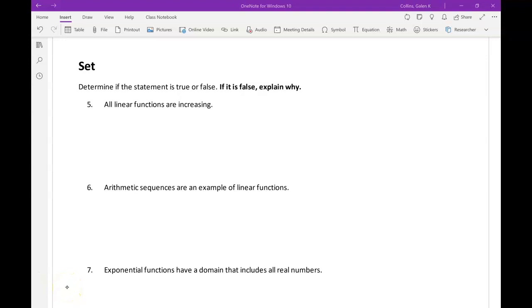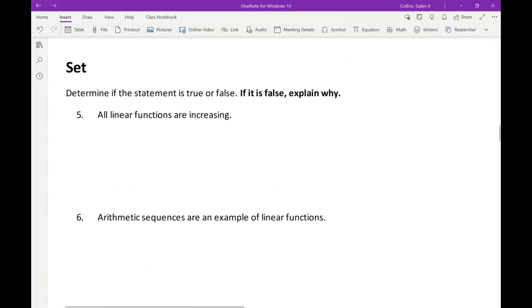For Unit 3, Lesson 3, the set section, I might break this into two videos. Let's just start with questions 5 through 10. In 5 through 10, we are asked to determine if the statement is true or false, and if it's false, explain why. So statement 1, all linear functions are increasing.